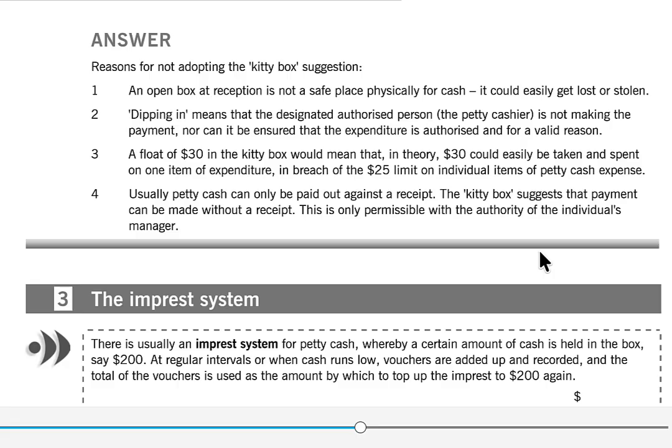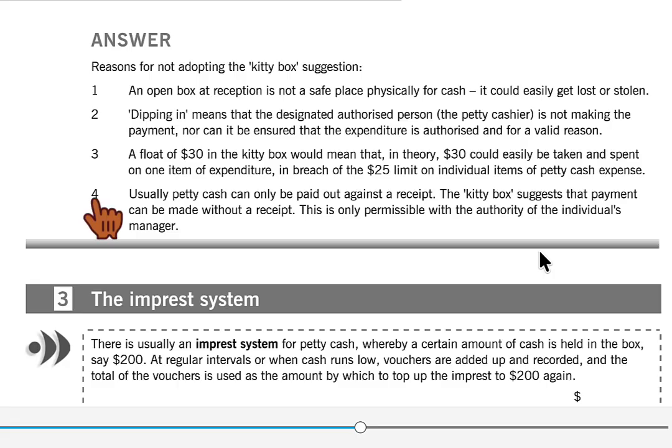Now imagine this happens. The kitty box has $30. One person takes all $30. They spend it on something. Now the business has broken its own rule. That is a control failure. So the third problem is that it can cause payments to exceed the allowed limit.